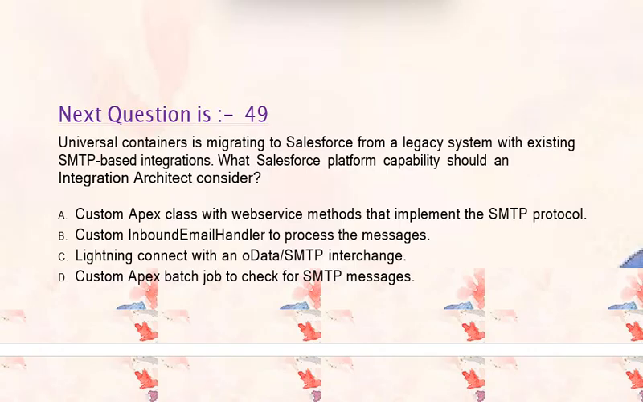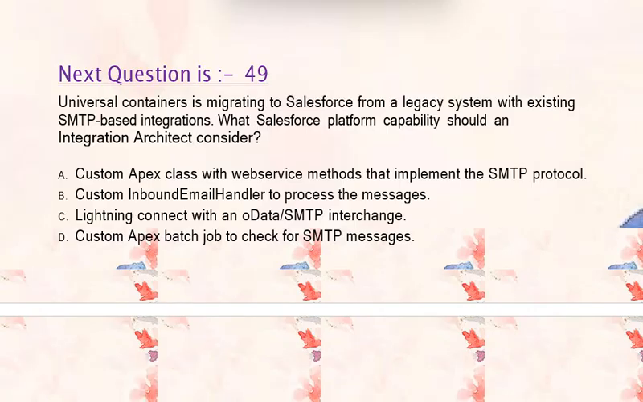Option C: Lightning Connect with an OData/SMTP interchange. Option D: Custom Apex batch job to check for SMTP messages. Correct answer is option A.